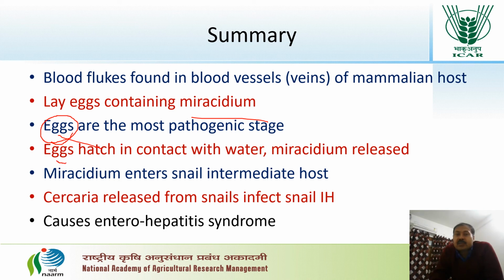The eggs hatch in water when they come in contact with water, and the miracidium is released. The miracidium infects the snail host and undergoes development in the snail, forming the sporocyst and ultimately the cercaria, which is released from the snails. Unlike other trematodes, this cercaria does not form a metacercaria, but rather infects the host through skin penetration. Okay, thank you.